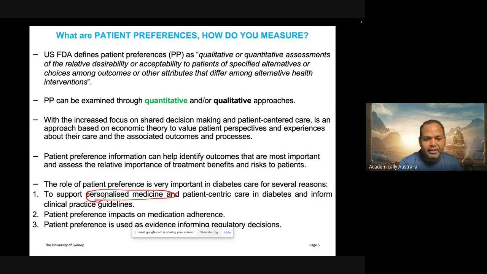All the clinical guidelines worldwide are using patient preference. And preference has an impact on medication adherence. If the medicine is the choice of the patient, the adherence automatically improves. And if medication adherence is improved, the outcome automatically improves, and we can reduce the cost for the patient. And patient preference supports evidence-based regulatory decisions.